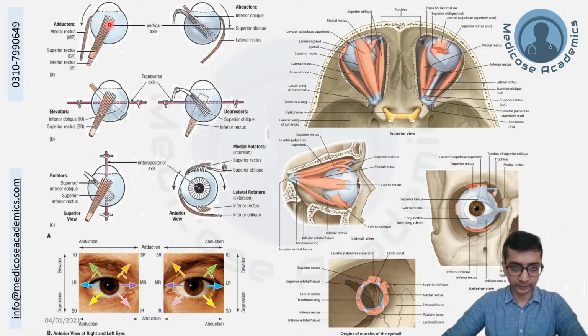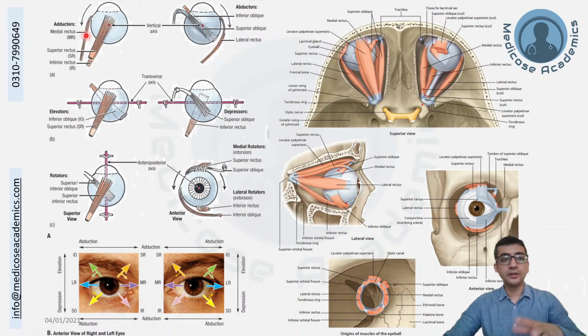The superior movement, the elevation of the eyeball, was done both by the superior rectus and the inferior oblique. And the depression similarly was done both by the inferior rectus and superior oblique. But you can see that this was the elevation and depression. Let's talk about adduction and abduction. It is very simple. The medial rectus does the adduction, the lateral rectus does the abduction.